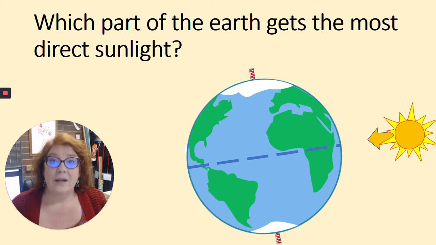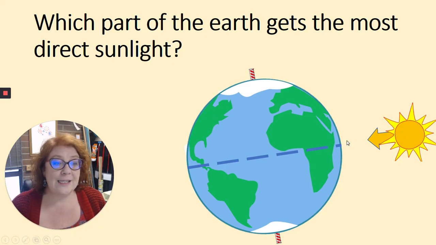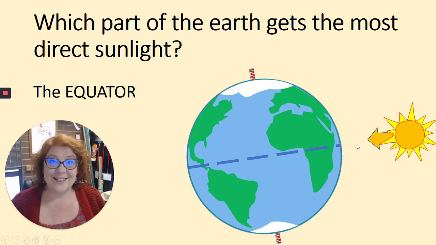Speaking of, which part of the Earth gets the most direct sunlight? Well, here's our picture of the Earth. We've got the North Pole and the South Pole, and here's the equator, and here's the sun. The sun seems very small because it's 93 million miles away. In real life, it's much, much bigger than the Earth. So here's our arrow showing direct sunlight. Where is it pointing? That's right, the equator.